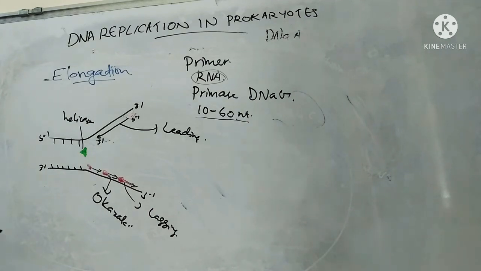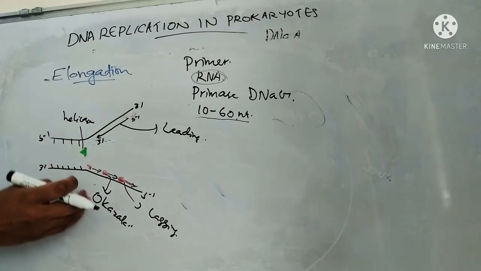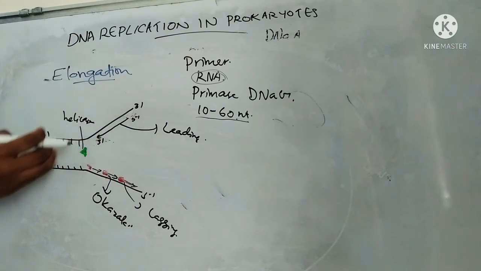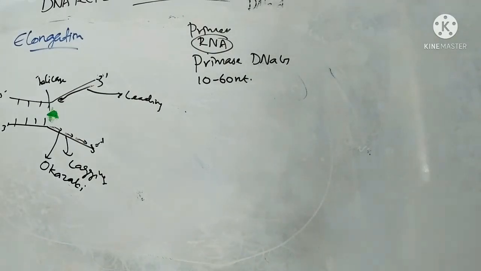This lagging strand means it moves away from the helicase or it moves away from the replication fork. It is formed discontinuously. Leading strand means it follows the helicase or it is towards the replication fork. But the lagging strand is away from the replication fork and it moves away from the helicase. It is formed discontinuously and the fragments are known as Okazaki fragments. So that is about elongation.